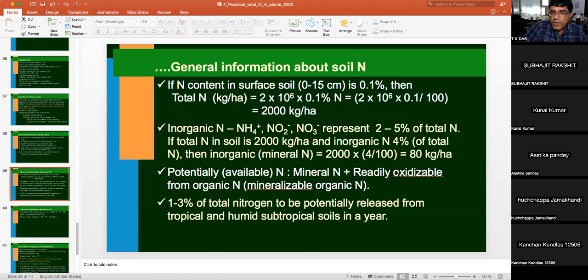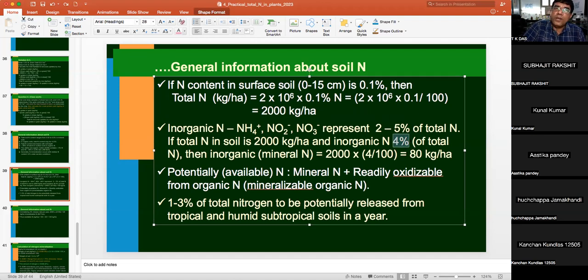You see how we have calculated mineral nitrogen. We assume 4% of the total nitrogen is mineral nitrogen, or it can be 2%, it can be 3%. And then 1 to 3% of the total nitrogen to be potential. So you need to remember these values.